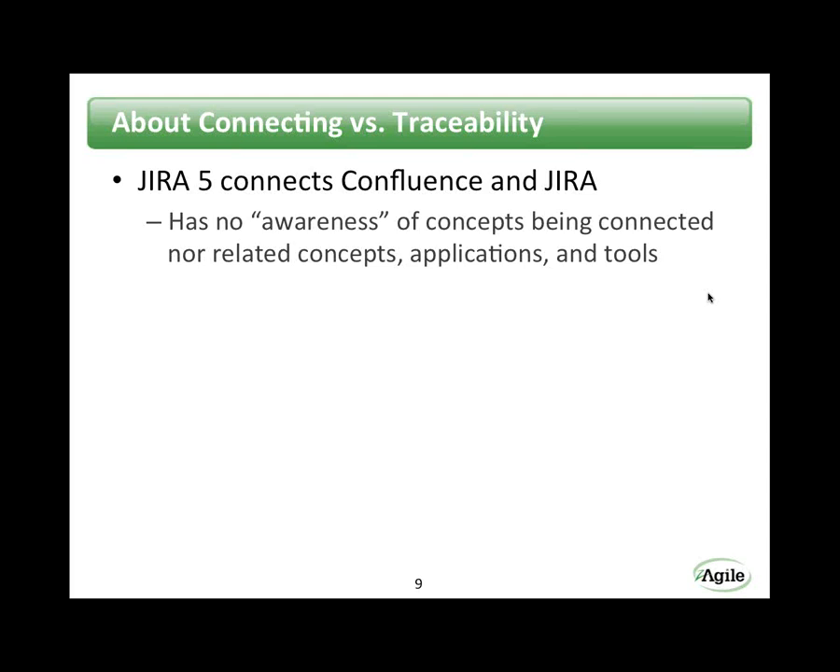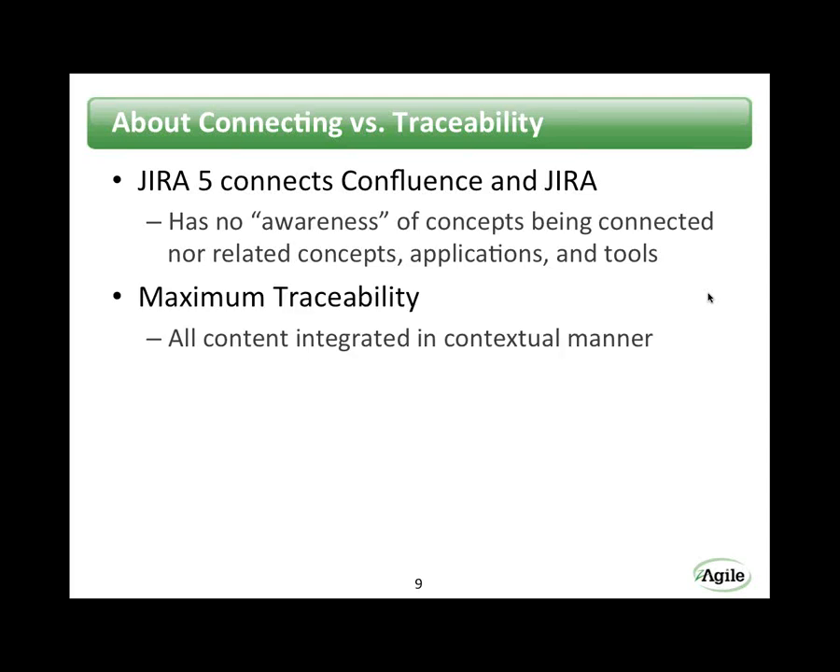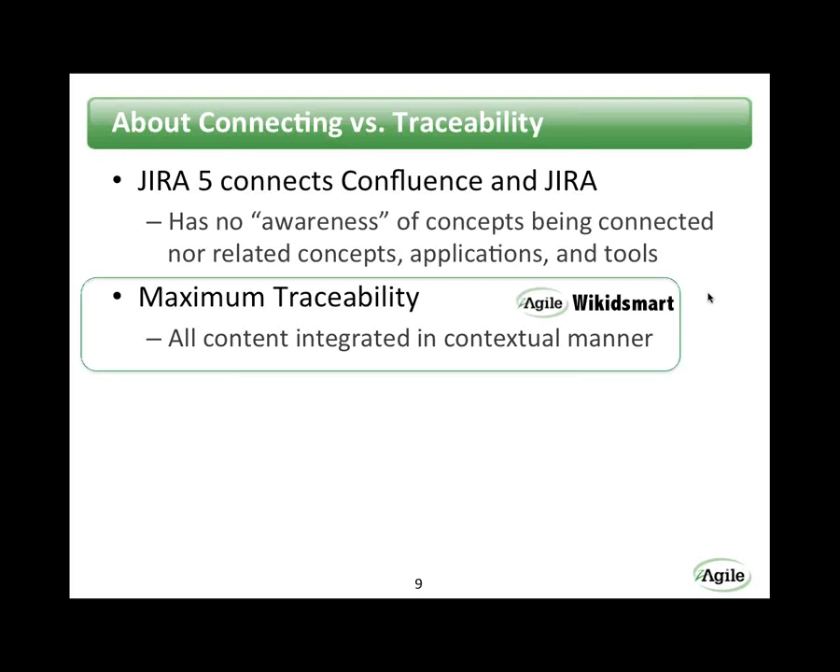However, there's no awareness about what that content is being used for back and forth. So in other words, there's no awareness when JIRA is connecting to Confluence about a requirement within JIRA. It's simply connecting point A to B. And so what you want to achieve really is traceability between the content. So when JIRA connects to Confluence and Confluence connects to Selenium, they all should be on the same page about what that content is about and how it's all interrelated. And that's what Wikidsmart delivers.